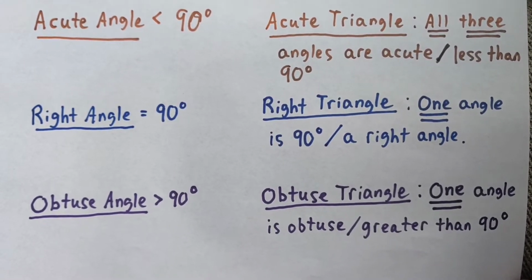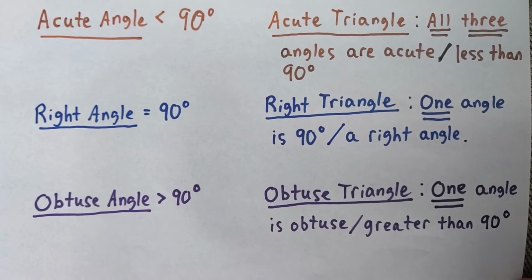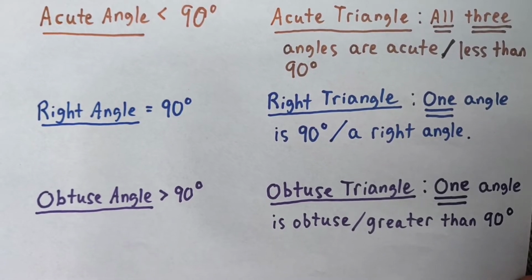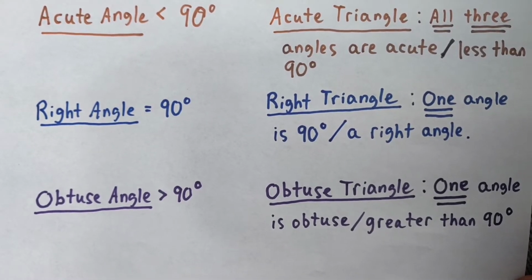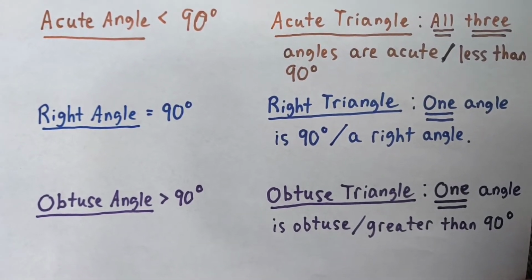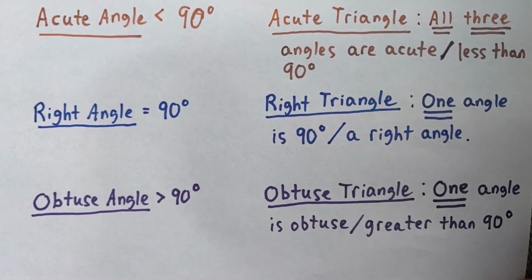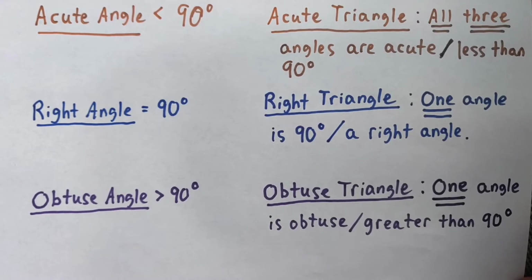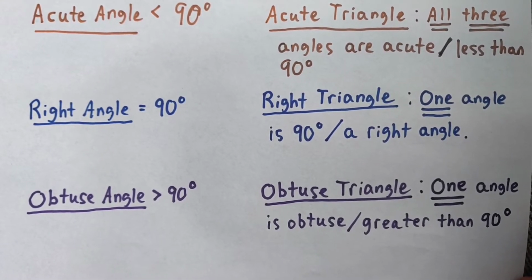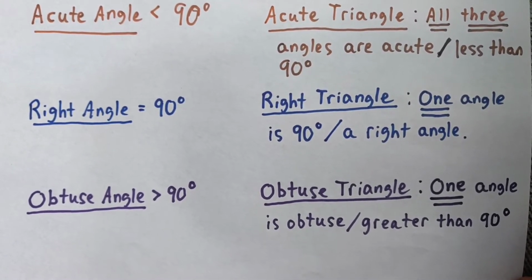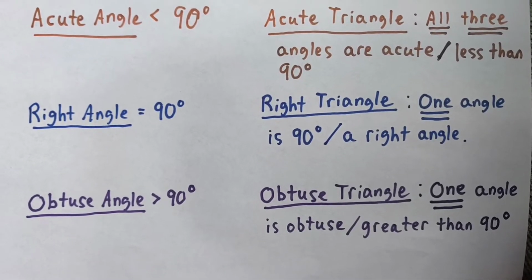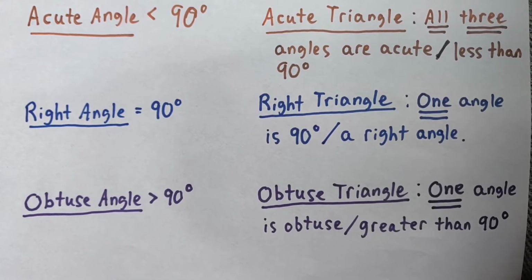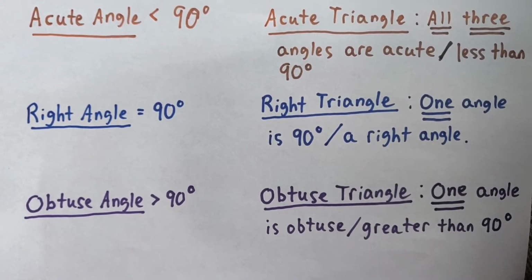And then look at the bottom. I don't know if you can tell that's purple, but in purple on the bottom left, we have that an obtuse angle is greater than 90 degrees. That's its definition. That's what makes it obtuse. And then on the right, we have an obtuse triangle, and that's a triangle where one angle is obtuse, where one angle is greater than 90 degrees. So if we see a triangle where one angle is greater than 90 degrees, meaning it's obtuse, then the triangle is an obtuse triangle.